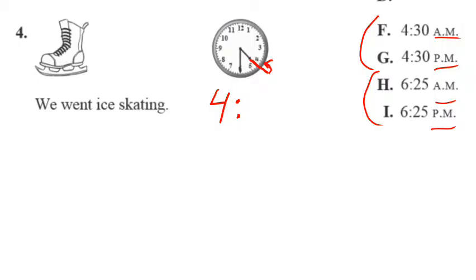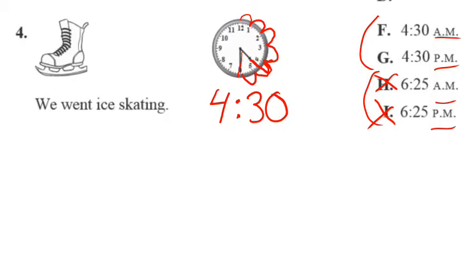Now I have to look at my minute hand. My minute hand is pointing straight down. Hopefully by now you know if it's pointing straight down at the 6 that it's 30, but if not, you can count by 5s. 5, 10, 15, 20, 25, 30. It is 4:30. Therefore, 6:25 a.m. and p.m. are not the correct answer. I can cross those out.